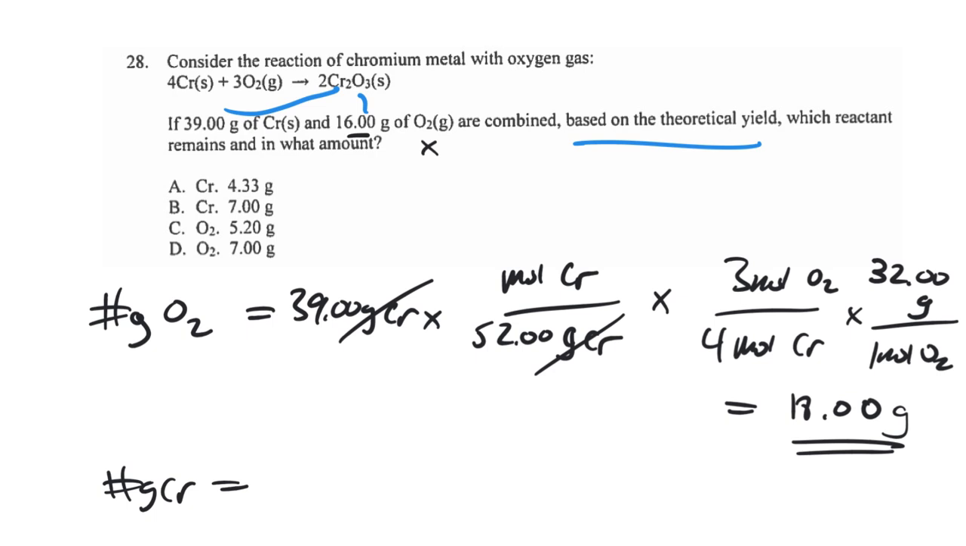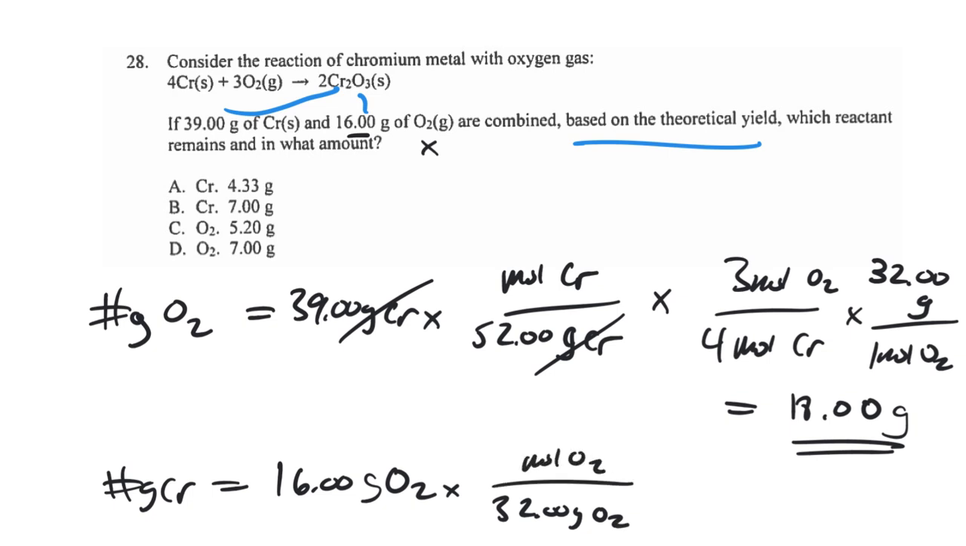If I had chosen right, I'm just doing a difference of how much reacts, how much is available, to how much is remaining. So all I have to do here is flip the problem around, see how much chromium I need to react with all the O2. 32 grams per mole of O2. For every 3 moles of O2 that react, we need 4 moles of chromium to react with it. That's 52 grams per mole.